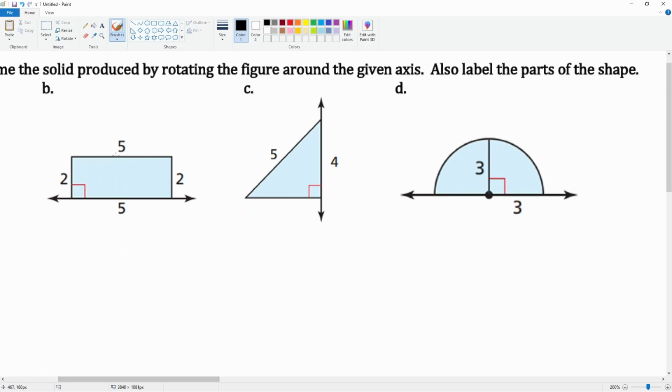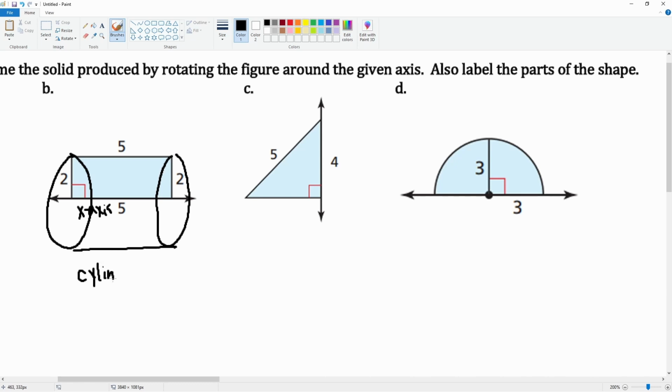Next for B, here it's going to be rotated around the x-axis. During its rotation, it's going to make a circle. The bottom will also make a circle as well, and we connect this. This also still looks like it is a cylinder. The radius is from that center, so the radius is equal to 2, and the height is the parallel part. The height is going to be 5.